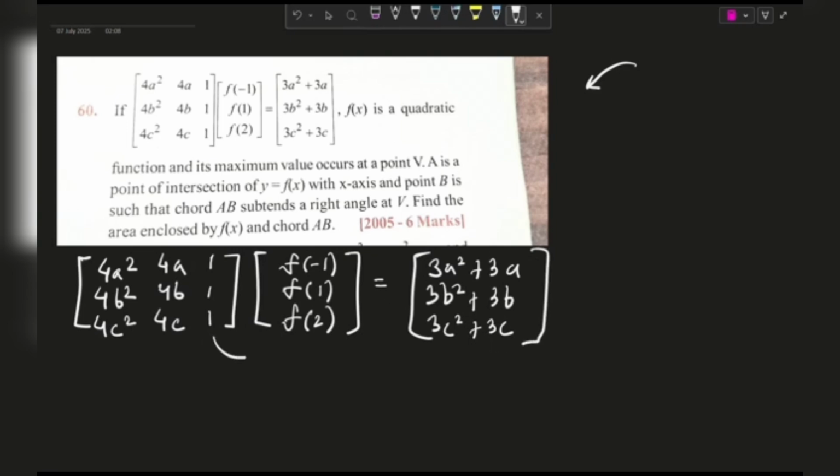So multiplying these two will be very easy, or you can apply matrix operations here, like R1 as R1 minus R2 or R2 as R2 minus R3, any two you can do, and I'm directly writing out the result. I'm not going much into the calculations. So this will become 4a squared f(-1) plus 4a times f(1) plus f(2), which will come out to be 3a square plus 3a.